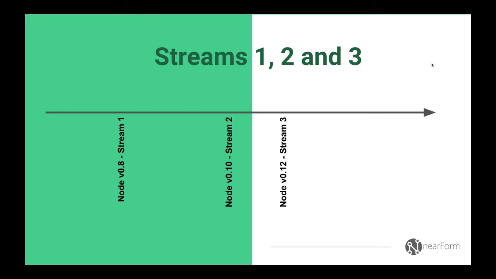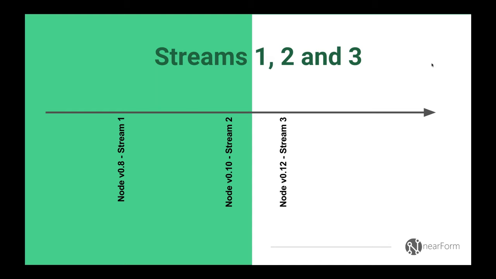We have three different versions of the Streams API, depending on which versions of Node you are using, and the modules you are using were probably written on. So the first version of the stream was born with Node 0.8, and software written targeting this version of stream can still run today on version 6.4. So it's a very nice backward compatibility story.